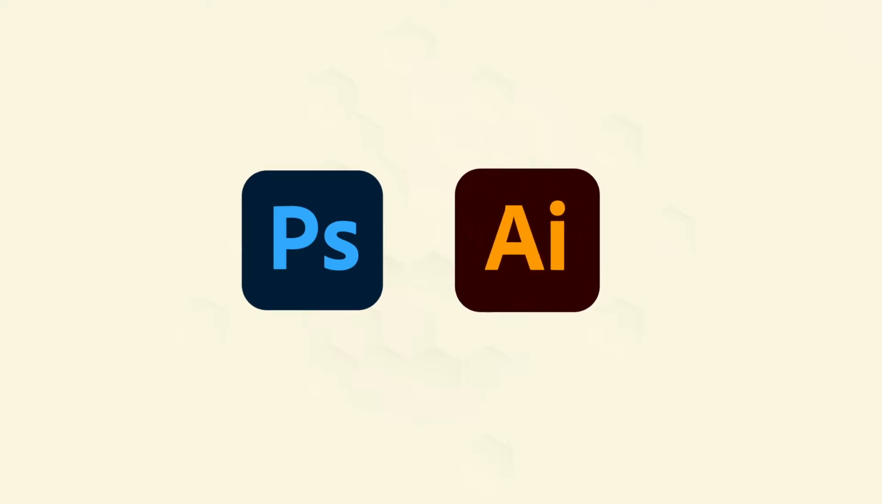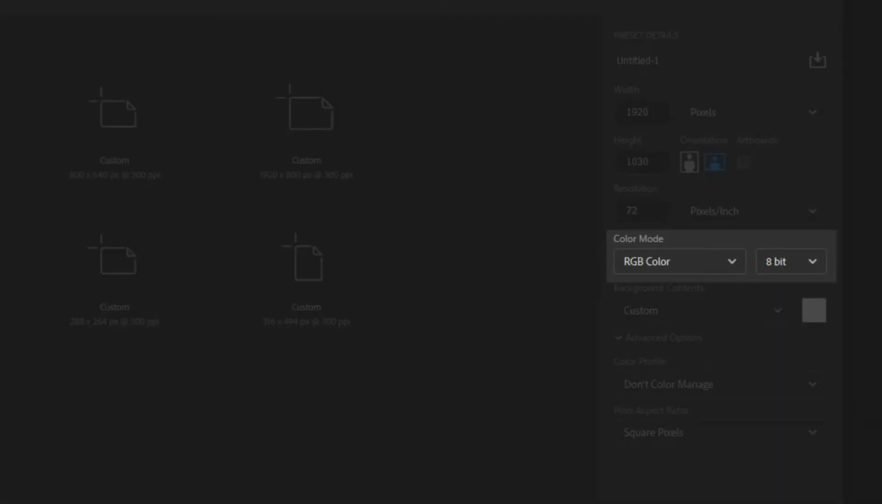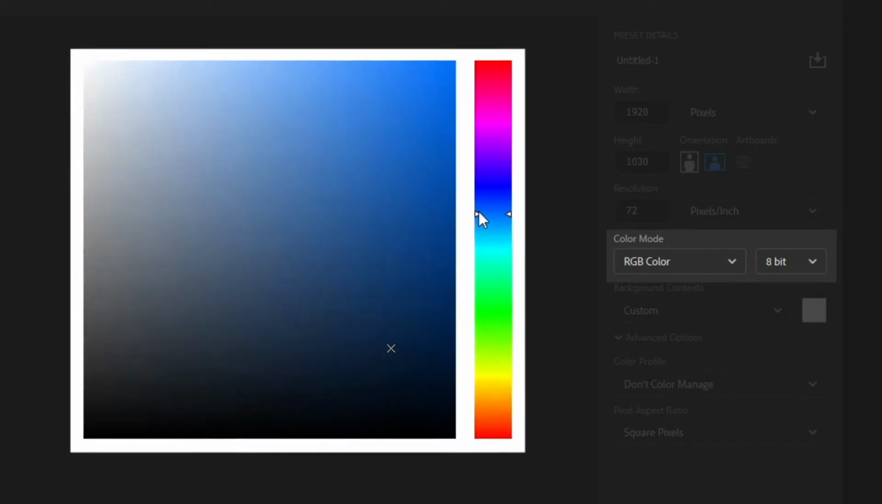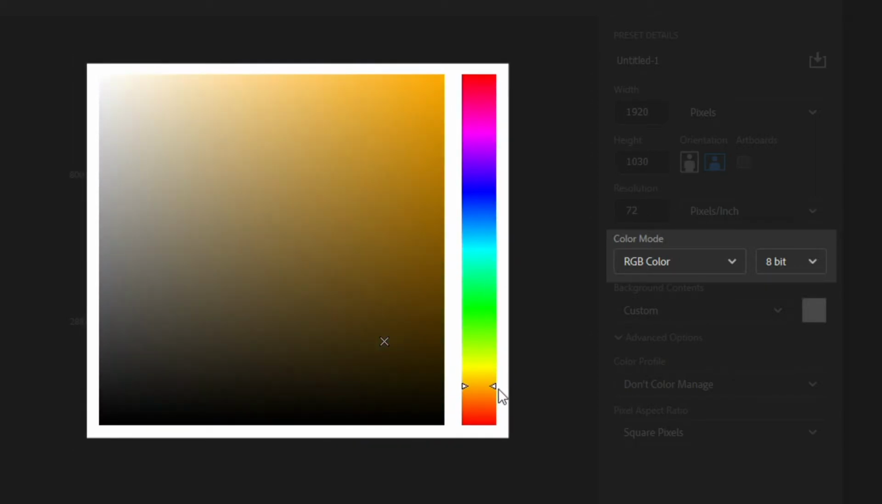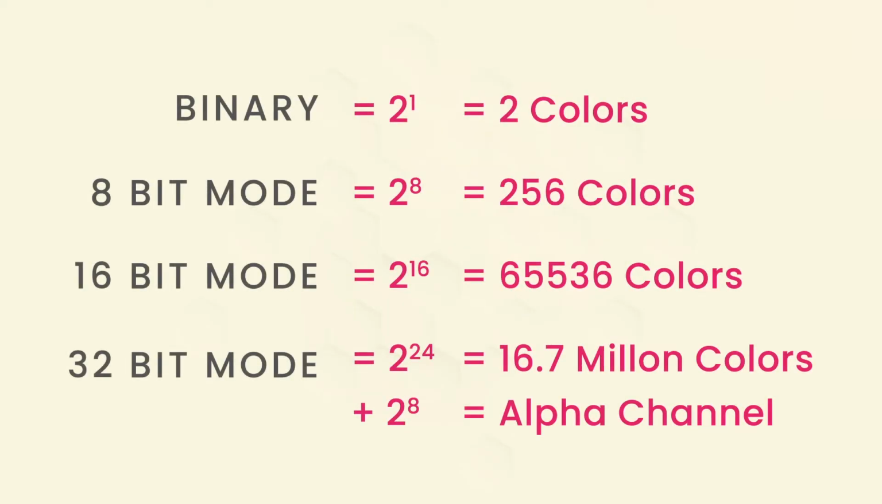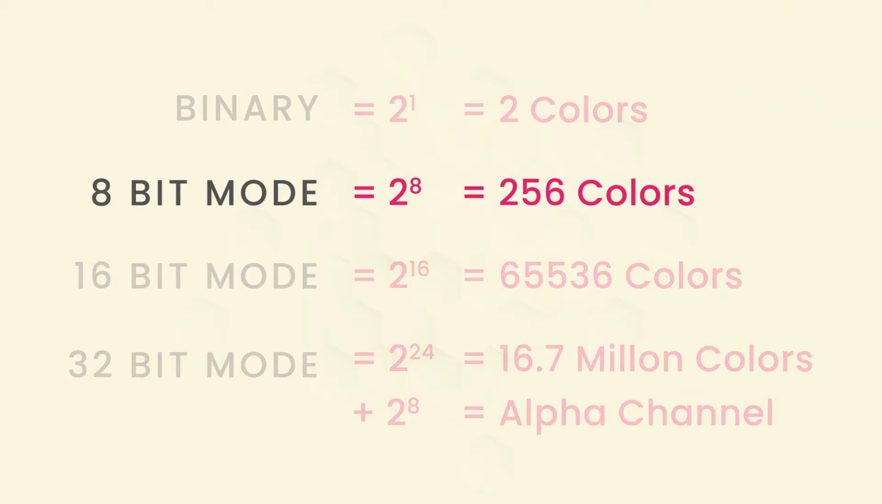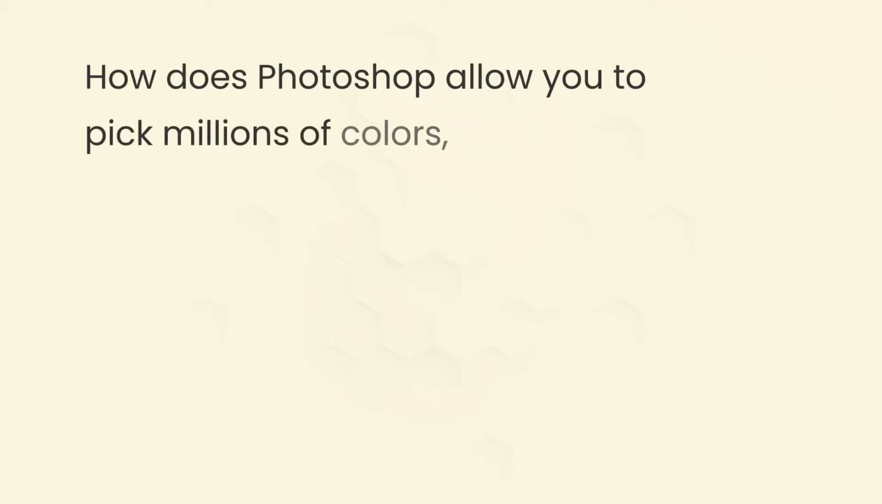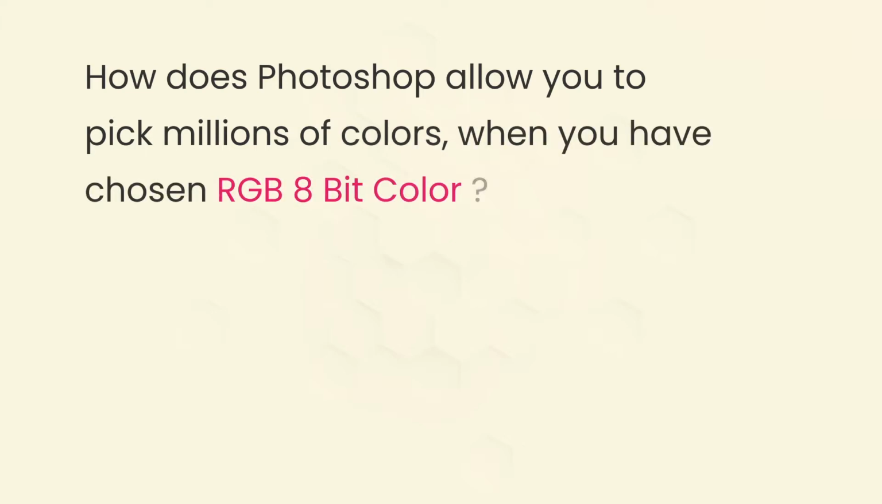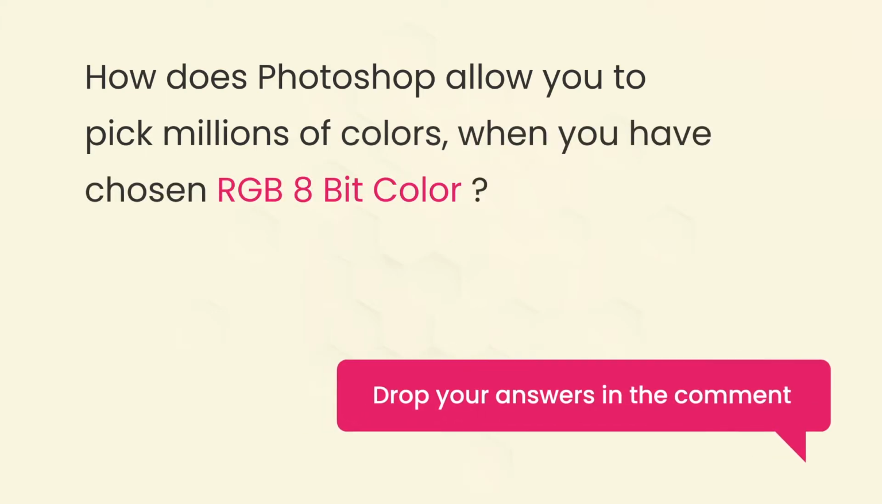For those of you who have used Adobe's Photoshop and Illustrator and have chosen RGB 8-bit color mode in the new document window, could you guess how they allow you to pick millions of colors when you actually choose only an 8-bit color mode? If you remember from this video, I told you an 8-bit number can hold only 256 different colors. If you know the answer, how is it possible to choose millions of colors from the color picker when you have chosen only an 8-bit color mode? Then give it a shot through the comments and we will tell you if it is right or not.